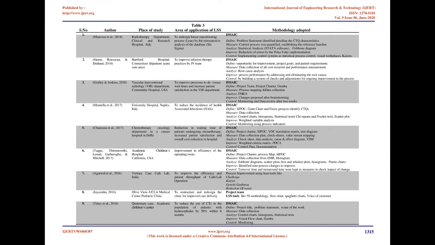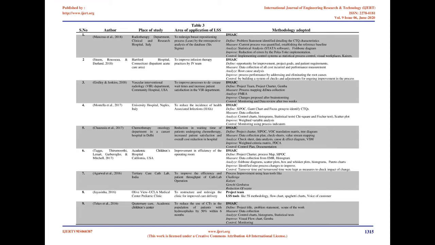3. Godley and Jenkins, 2018. Vascular Interventional Radiology, VIR, Department, Community Hospital, USA. To improve processes to decrease wait times and increase patient satisfaction in the VIR department. DMAIC. Define: project team, project charter, GEMBA. Measure: process mapping and data collection. Analyze: FMEA. Improve: changes proposed after brainstorming. Control: monitoring and data review after 2 weeks.